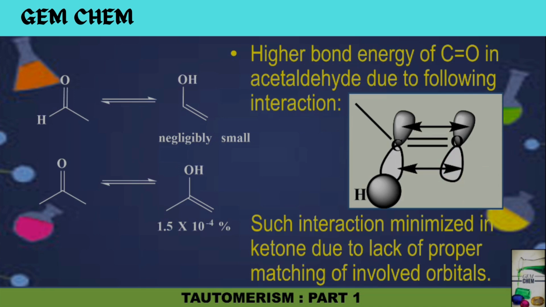And this can also be proved when we dissolve acetaldehyde as well as acetone in D2O. We see that in the case of acetaldehyde, the enol form is present, but the exchange of hydrogen with deuterium is very slow. Whereas for acetone, we generally observe that the exchange rate is much more rapid, which shows that no such interaction as that of acetaldehyde exists in the case of ketone or acetone. So from here we can conclude that aldehydes generally have lower enol content than ketones.